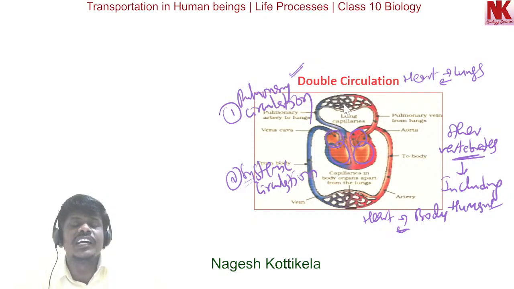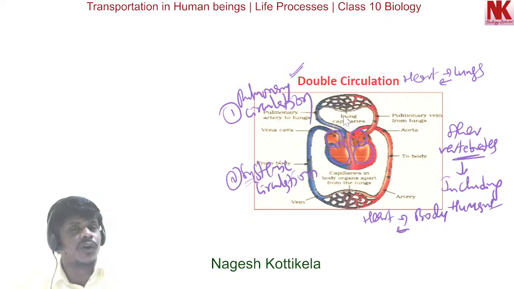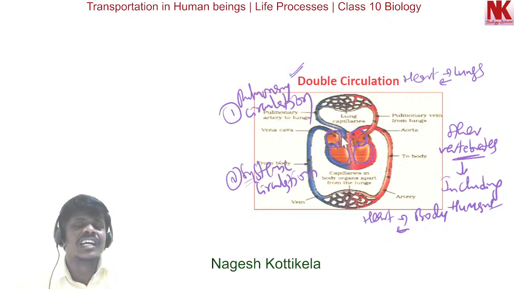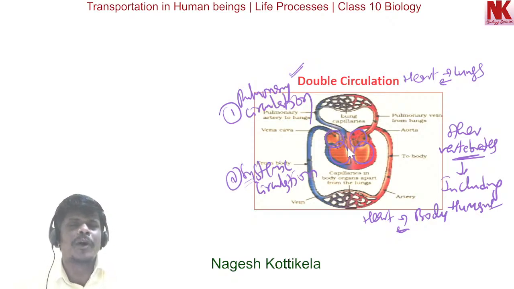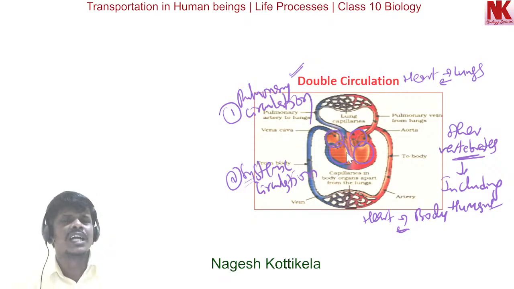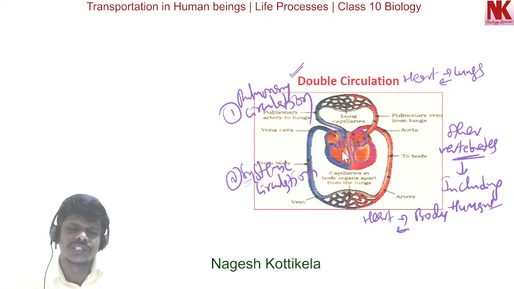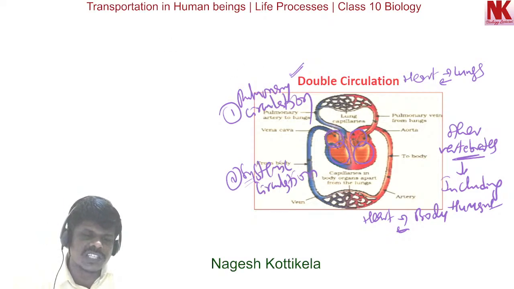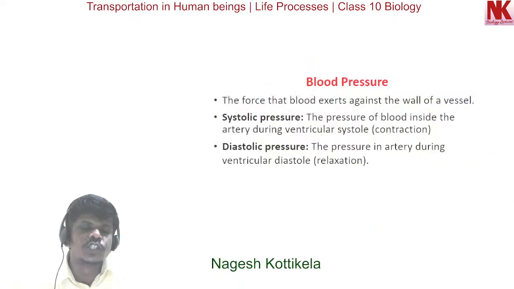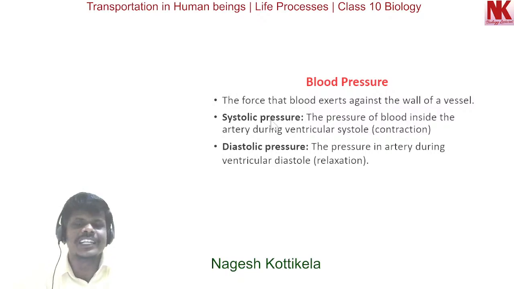It is preventing the mixing of oxygenated blood and deoxygenated blood, and as the mixing of oxygenated and deoxygenated blood streams is prevented, oxygen is supplied very highly efficiently to all the body parts. So this is very much essential in the animals which use energy to maintain their body temperature.